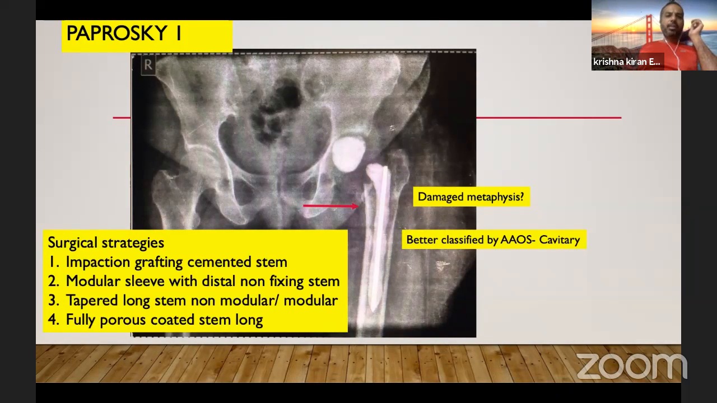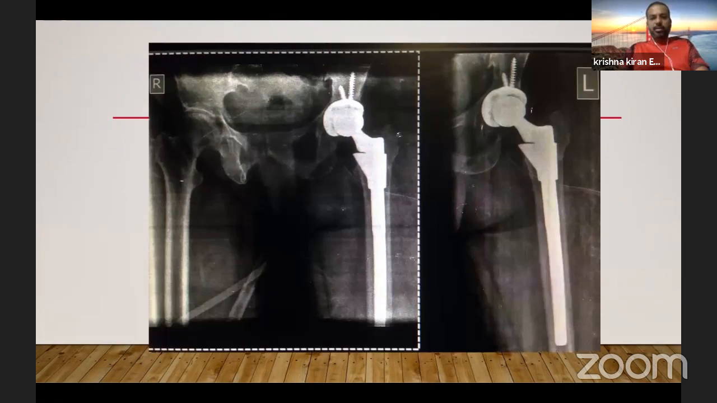So for me, in a Paprosky grade 1, the options 1 and 2 work well. So I would either do an impaction grafting with cemented stem, or more often I would do a modular sleeve with a distal non-fixing stem. So that is what was done. So it still is a proximally fixing device. So the sleeve will integrate. Distal part is not going to integrate. So it will proximally load, and over a period of time, as you have seen, there is reconstitution of bone proximally, and this patient will have a good outcome.